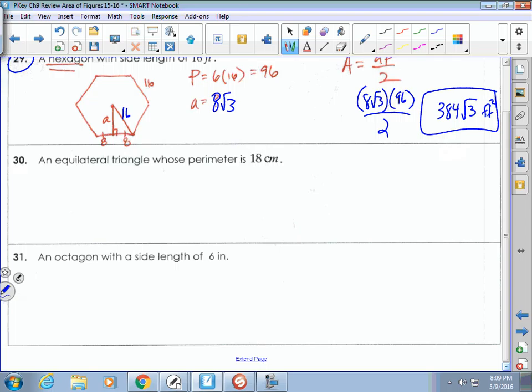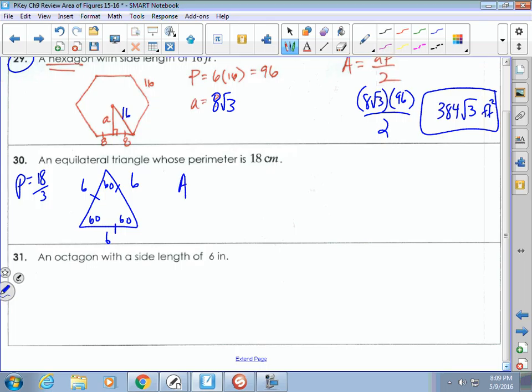The equilateral triangle whose perimeter is 18. Equilateral triangle means all the sides are congruent. That means all the angles are congruent. All right. So if the perimeter is 18, then if I divide by 3, that gives me each side. Each side would be 6.